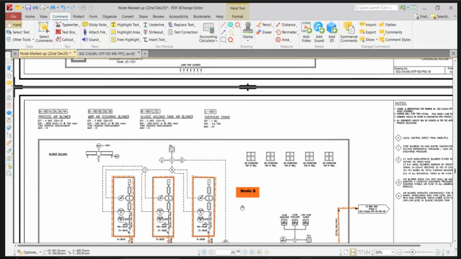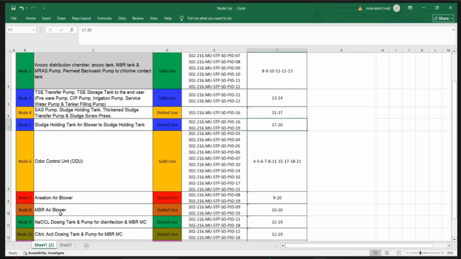Yeah, blower is there. Previous one, because it will change points for blower, for suction and discharge. Actually, for this blower, I have made separate. Yeah, sludge holding tank.